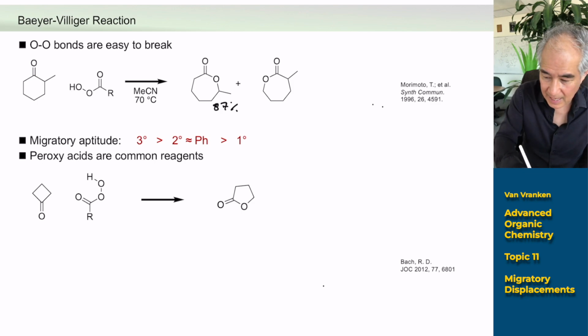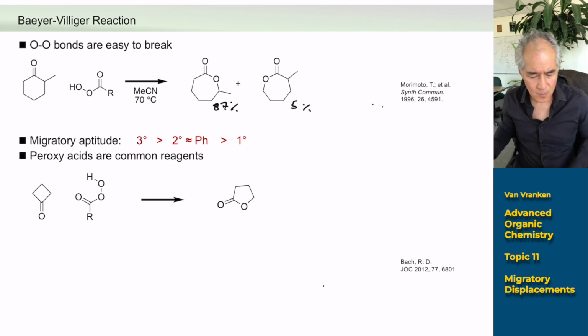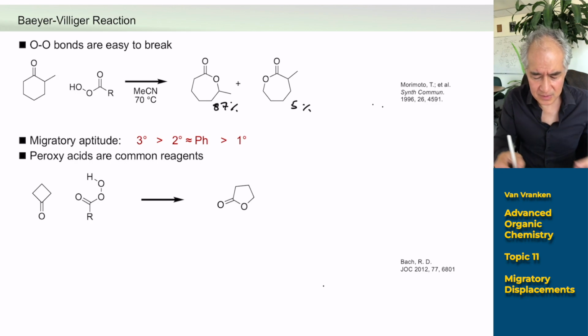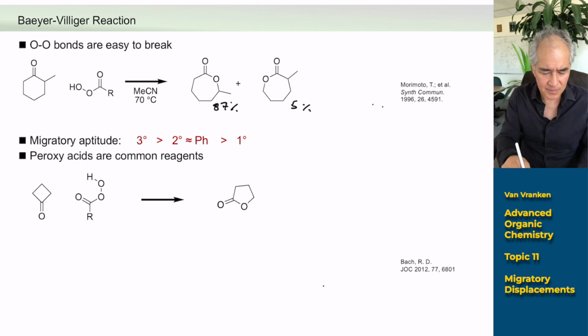So you'd get what, an 87% yield, and the other product was isolated in only 5% yield. And that's the general regiochemistry. You substitute, and the more substituted carbon is where you insert the oxygen atom into the carbon bond. Let's take a look at the mechanism for this.